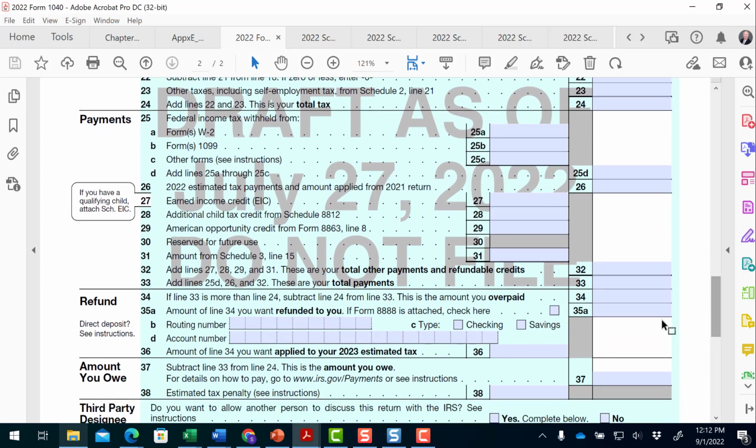Add all those up, you compare them, right? So 33 is more than 24, 24 being your total tax. Hey, you're overpaid and you get a refund. If it's the opposite, hey, guess what? The amount you owe. Okay. And then there's a line for estimated tax penalty. If you're prepared to do your own failure to pay and failure to file penalties, you can do those there.